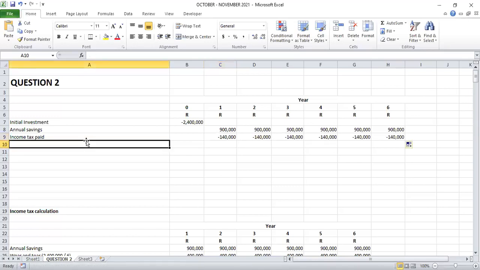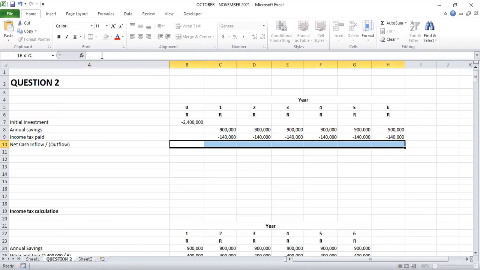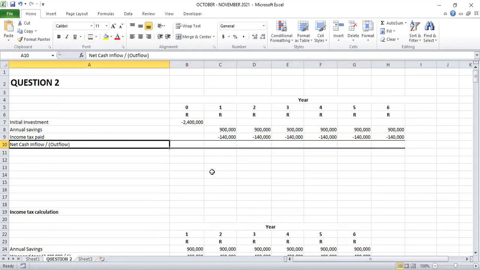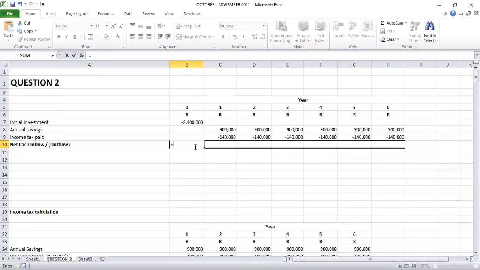After recording all your cash flows, you find what we call the net cash flow, cash inflow or outflow. If it's negative, it's a net cash outflow, and if it's positive, it's a net cash inflow. So we add up each year.